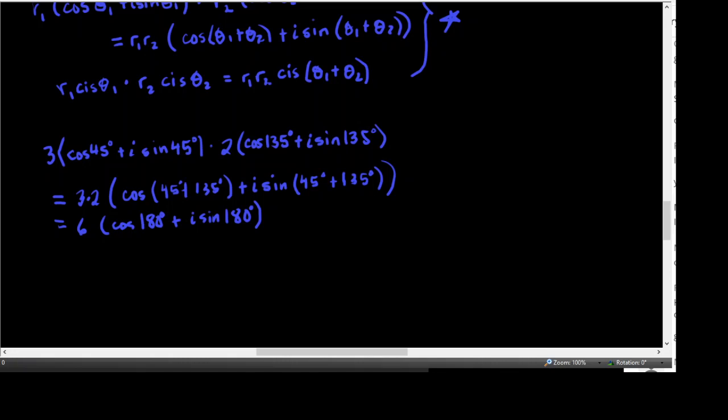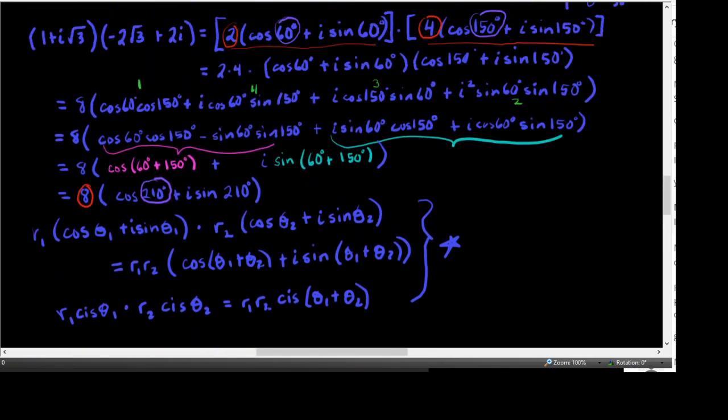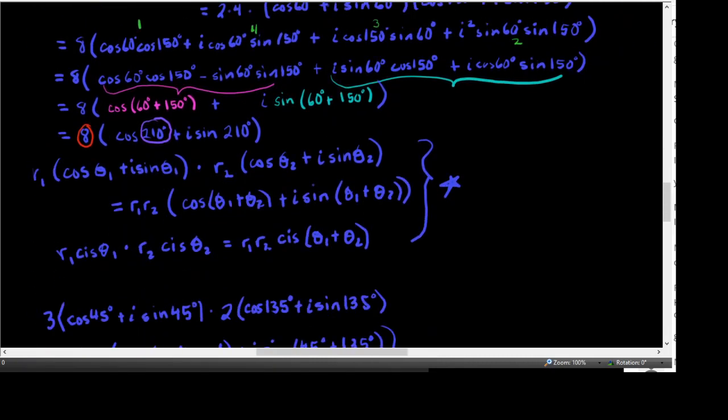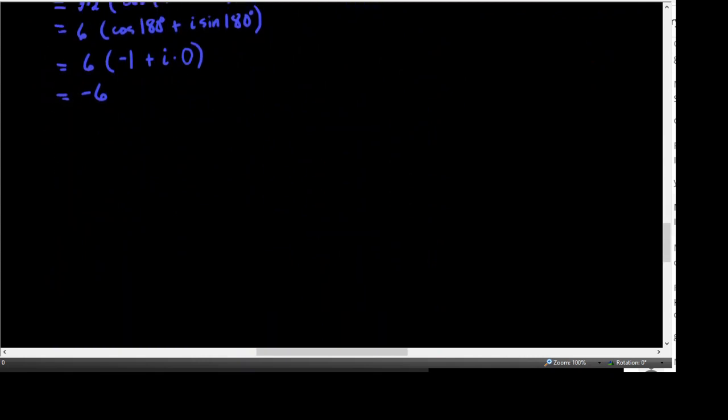A lot of times you want to go ahead and simplify that to rectangular form. The cosine of 180 degrees is -1, plus I times the sine of 180 degrees is 0, and that simplifies to be -6. Yeah, that's fine. So that's how you can do that multiplication.